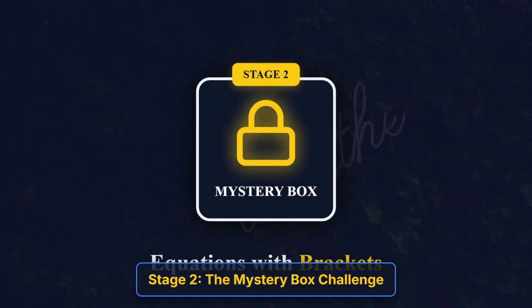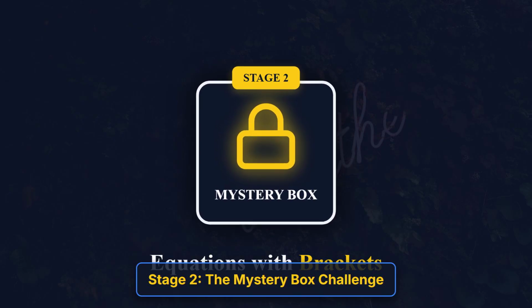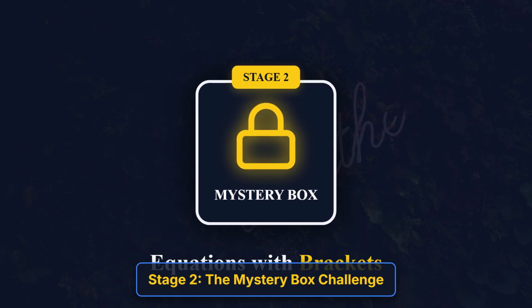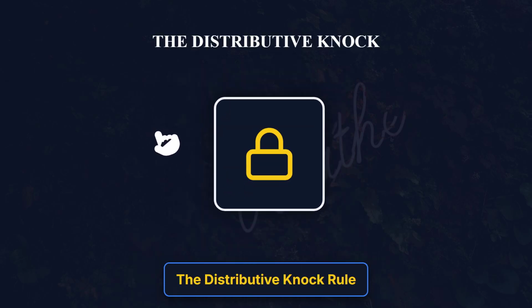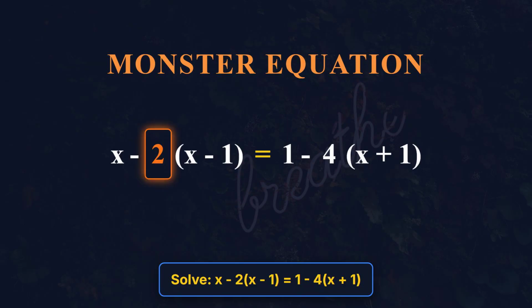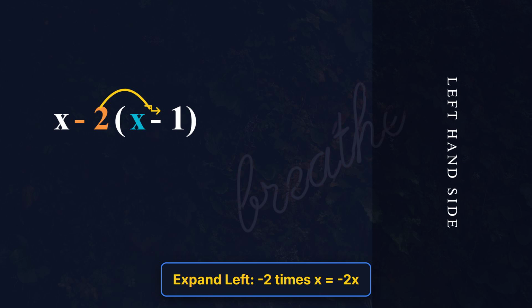Welcome to stage 2, equations with brackets. Think of brackets as locked gift boxes holding secret numbers inside. Before we can organize our variables, we have to unlock the box using the distributive knock. The number outside must multiply by everything inside. Let's put this technique to work on a real monster equation. Solve x minus 2 times x minus 1 equals 1 minus 4 times x plus 1. Let's expand the left box first.